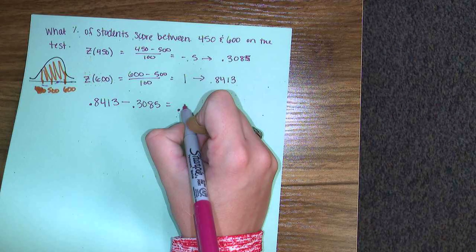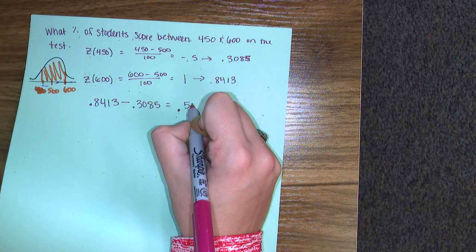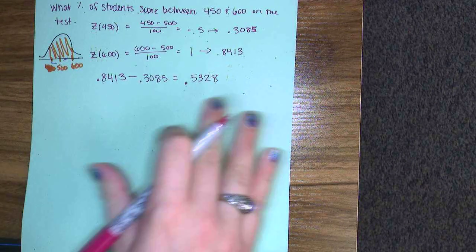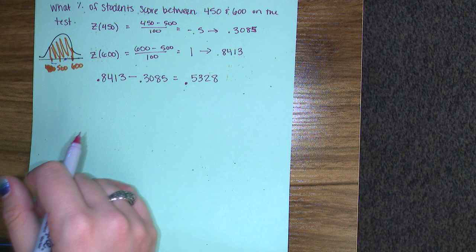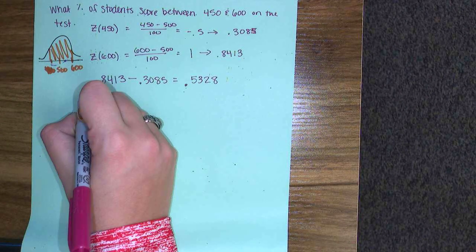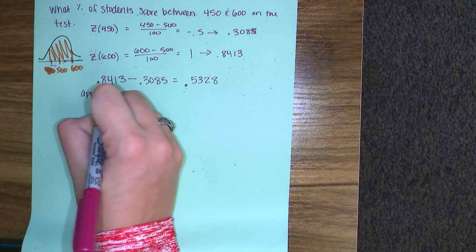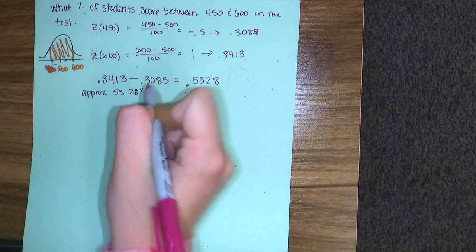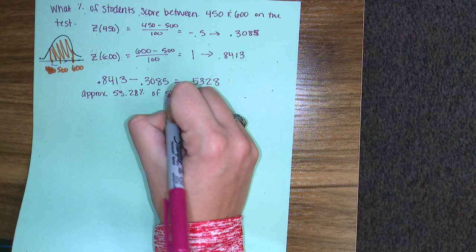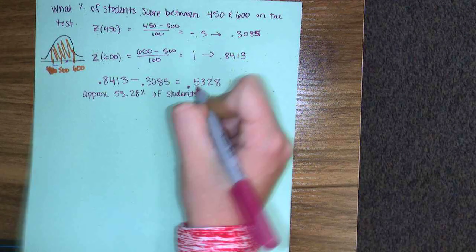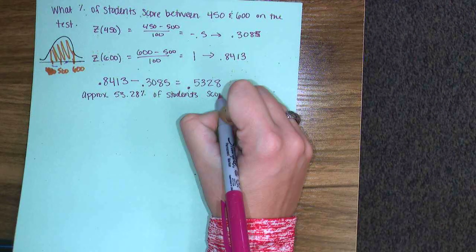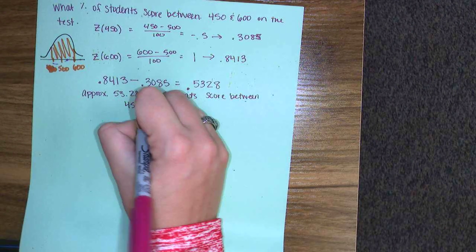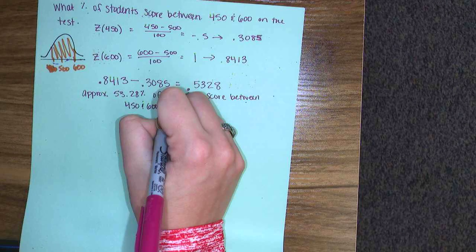You're close. 0.5328. Okay, so this means then that approximately 53.28% of students score between 450 and 600 on the test.